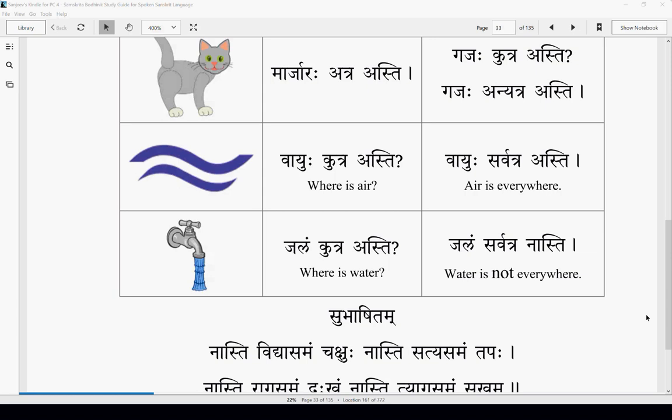So what do you want to say? If I want to say that something is not there anywhere. Here we are saying water is not everywhere, which means it is there in particular places. But I want to say something is not there anywhere. For anywhere, we can use kutra and api together. Kutra api nasti. Jalam kutra api nasti. Actually, it is two words, kutra api, and together it becomes kutra api.